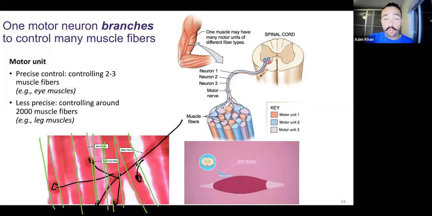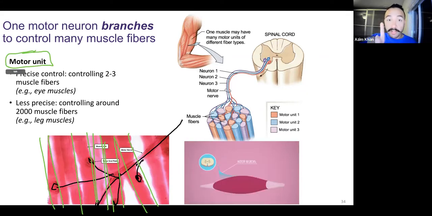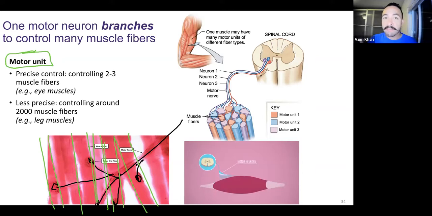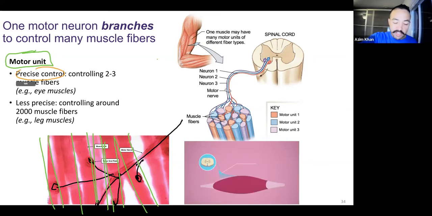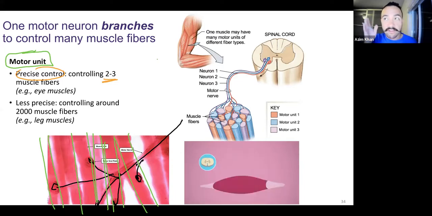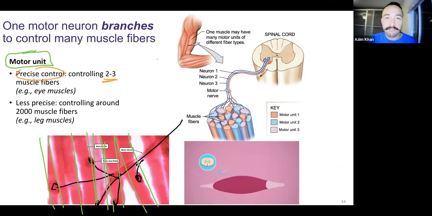The term for this, where you have one motor neuron controlling several muscle fibers, that's called a motor unit. It varies how many muscle fibers one neuron controls. If we want more precise control, then you want to only control 2 to 3 muscle fibers. This is true for something like our eye muscles. To have very, very precise movements, if you control too many, you're just going to have this really big movement. It'll be really hard to have fine, precise movements.